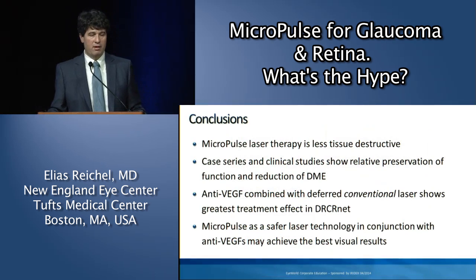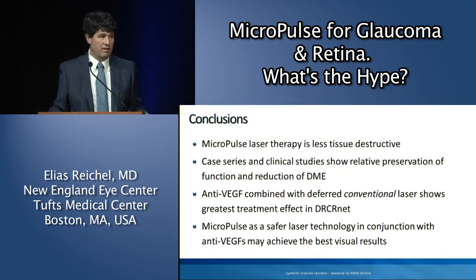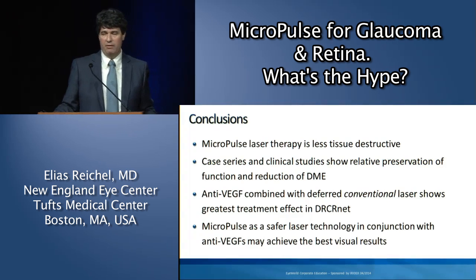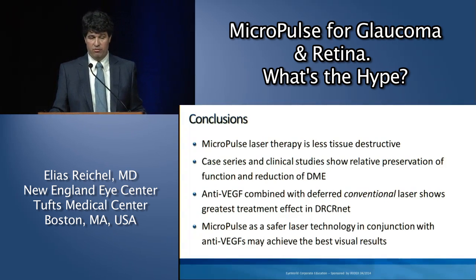So in conclusion, MicroPulse laser therapy is less tissue destructive, and we now have case series and clinical studies showing the relative preservation of function and reduction in diabetic macular edema. Anti-VEGF combined with deferred conventional laser shows greatest treatment effect in DRCRnet. However, I think that those results are going to be mirrored with micropulsing, and I'm hoping that we do a clinical trial to show that micropulsing being safer but equally efficacious to conventional laser, particularly when used with anti-VEGF agents.